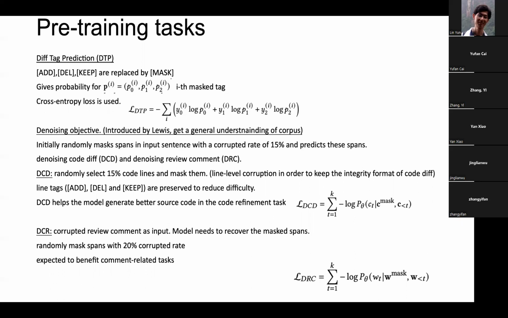I don't get how the denoising process can help achieve, like, how does DCD help achieve better generation of source code, and how does DCR benefit a comment-related task? Like, what is the overarching idea for denoising? It's just like you have some surrounding code, then you try to guess what the missing code is. So you get the overall sense of the code, the overall code corpus.